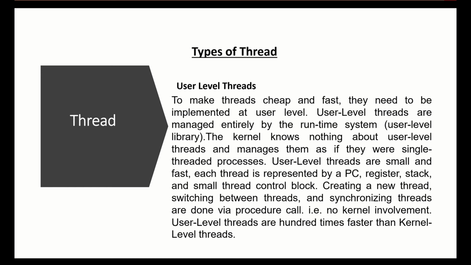User level threads are used to make threads cheap and fast. They need to be implemented at user level. So basically, it's the programmer who will decide how he or she wants to interact with the operating system, or if the application created will not interact with the operating system. But there may be a case where the application requires the kernel to take part.